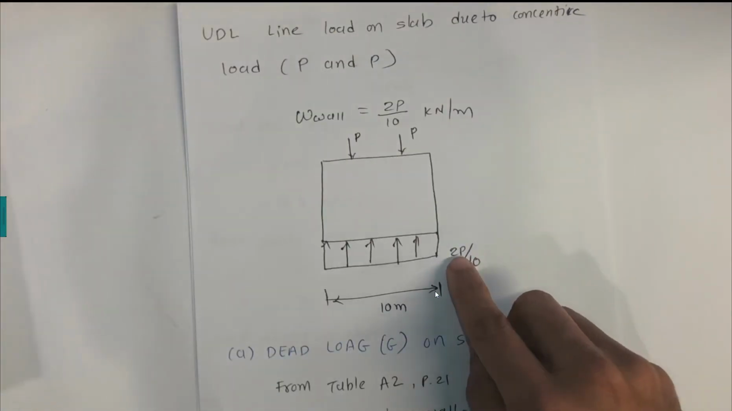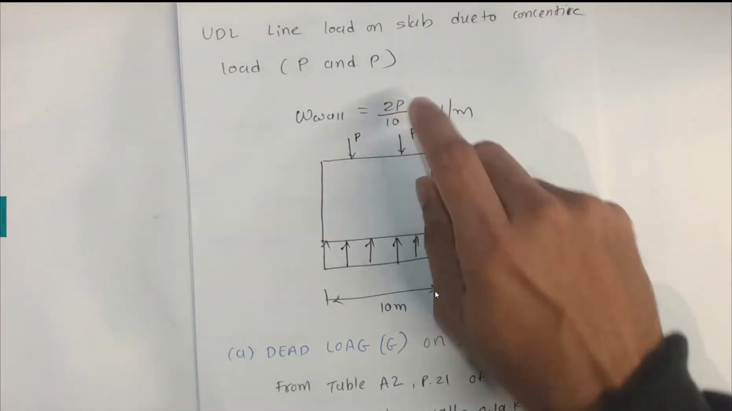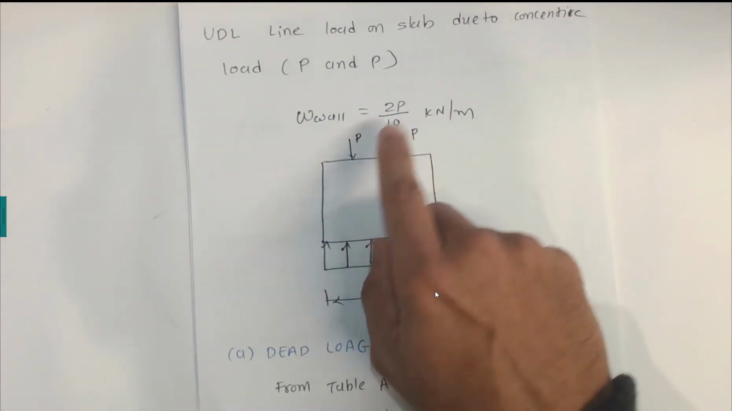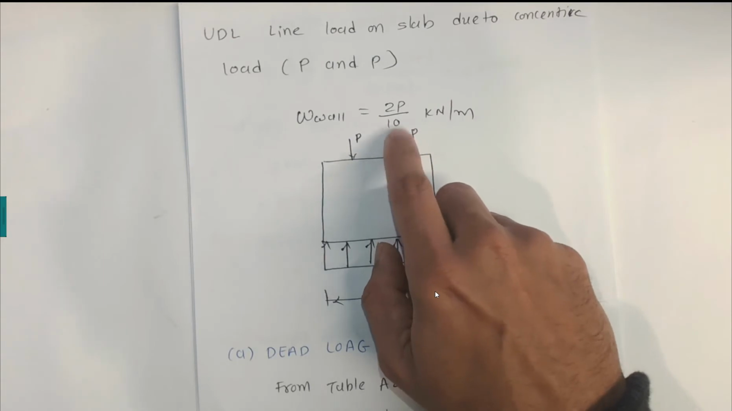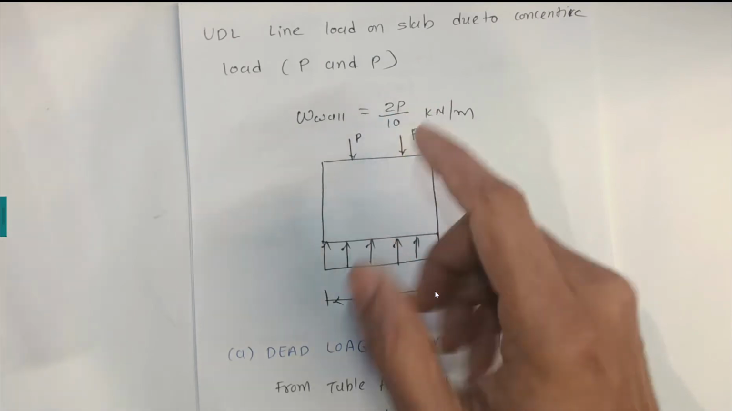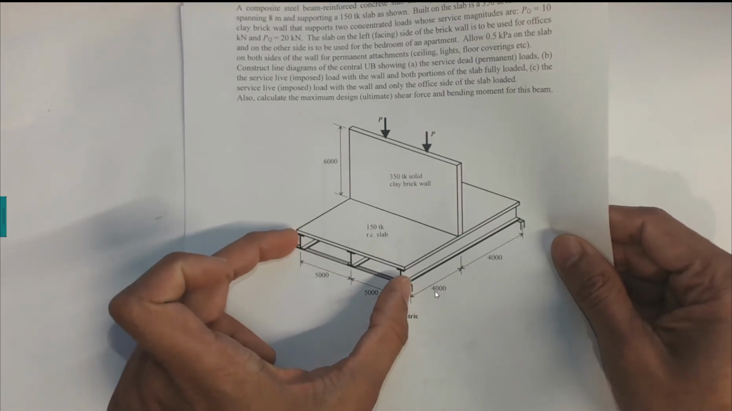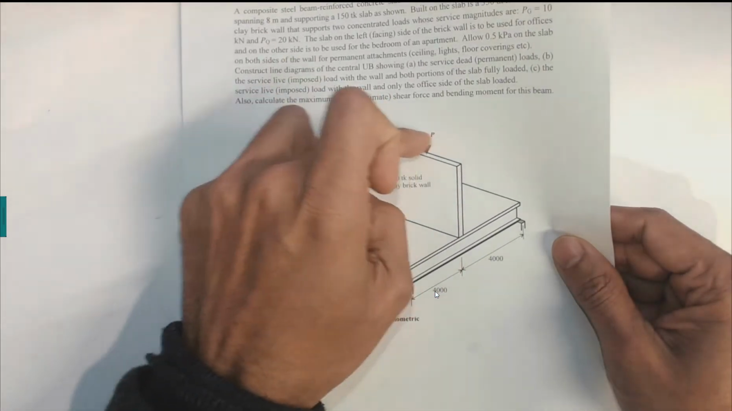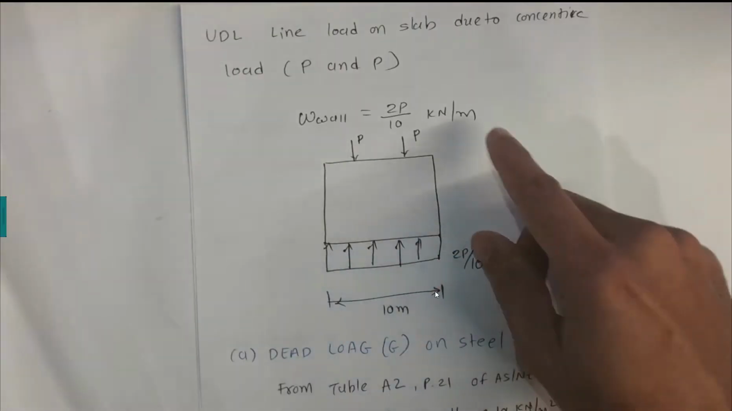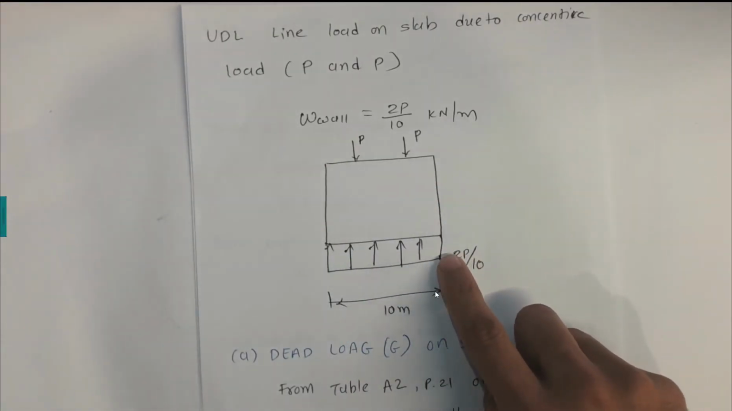So that UDL load is 2P because there are two forces, so 2P over 10. Now that force is in kilonewtons. 10 meters is this one. This is the 10 meters that I divide by. So 2P divided by 10, so that much in kilonewtons per meter.